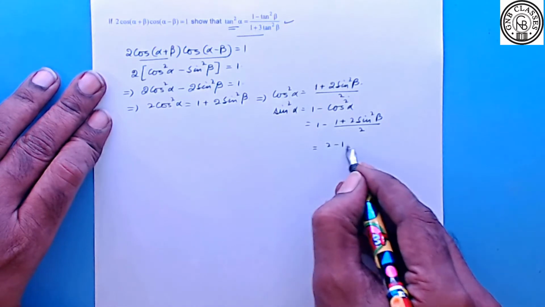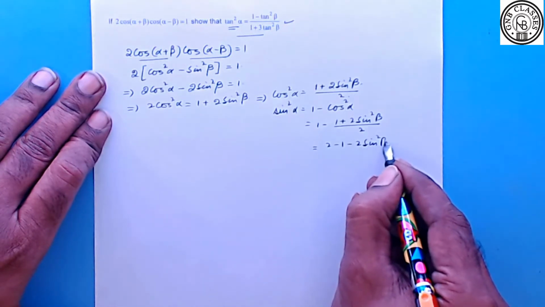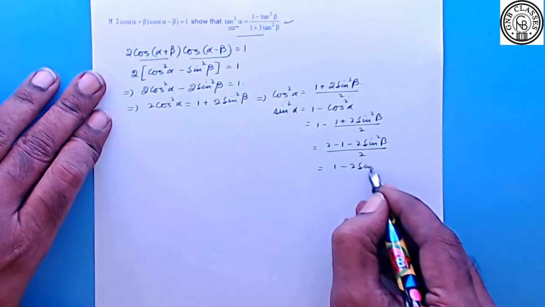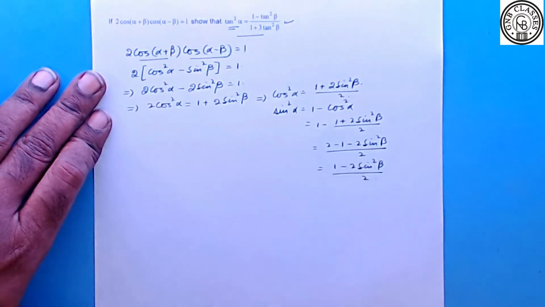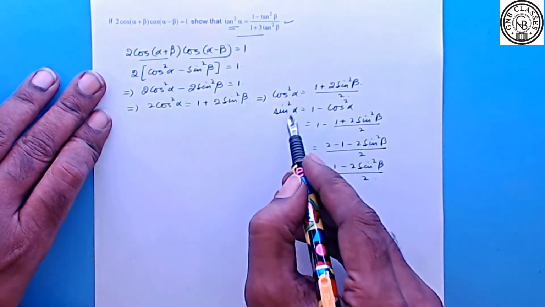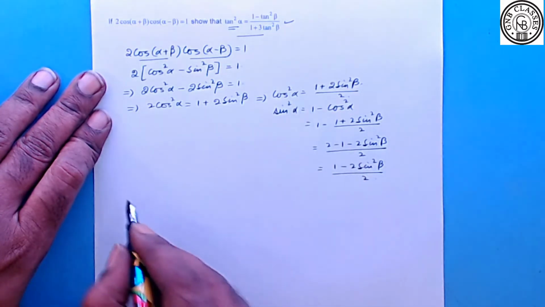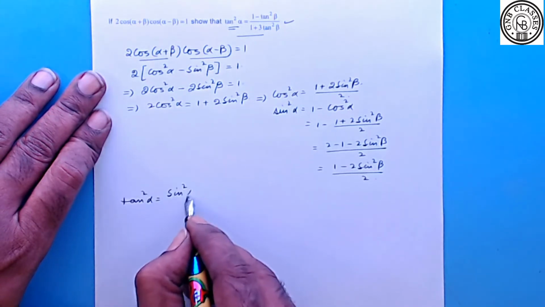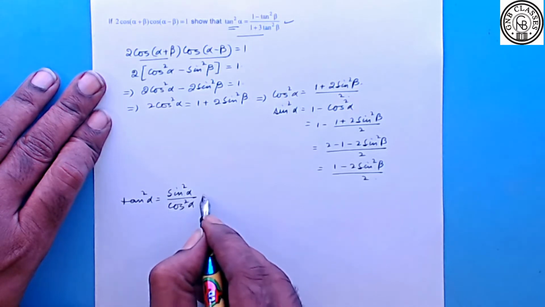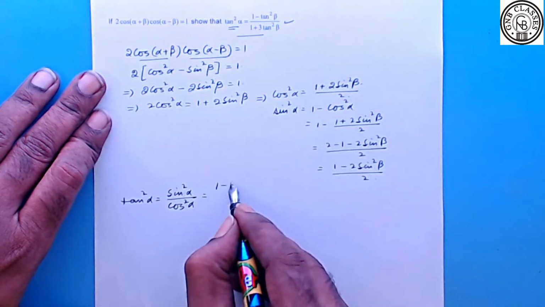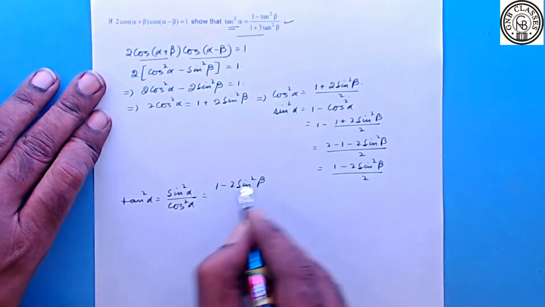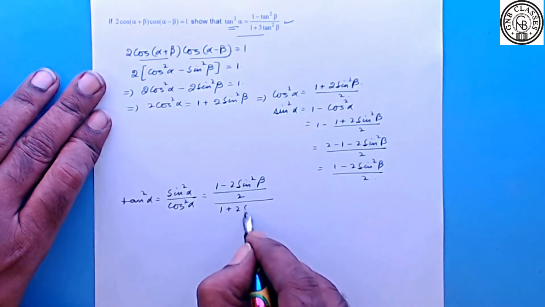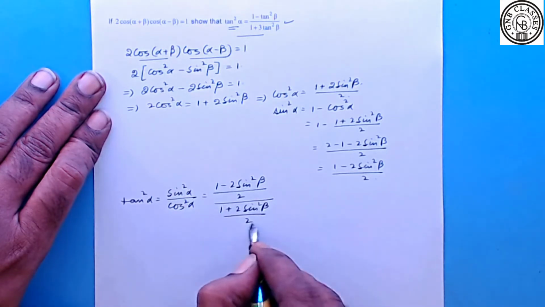Now, if I take the LCM, we are having (1 minus 2 sin square beta) divided by 2. Is it okay? So we got sin square alpha, we got cos square alpha. Therefore, tan square alpha is what? Sin square alpha by cos square alpha. So let me write it: (1 minus 2 sin square beta) divided by 2, whole divided by (1 plus 2 sin square beta) divided by 2.